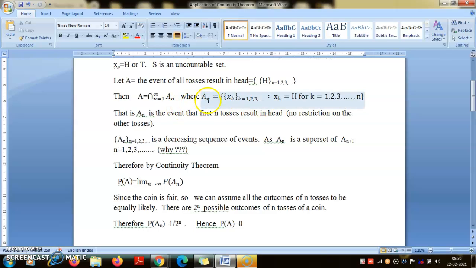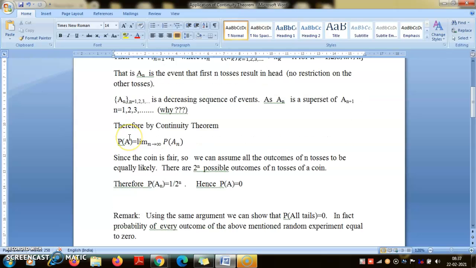So An also consists of those sequences where the first n positions are head and the n plus 1th position is tail. But An plus 1 cannot contain that. An plus 1 will contain only those sequences where all the first n plus 1 positions are head. So therefore you see An is a superset of An plus 1. An plus 1 will be a superset of An plus 2 by the same logic, because then you are also putting a restriction on the n plus 2th position. So as n increases, An becomes smaller because you are putting more and more restrictions, so fewer and fewer sequences will be there.